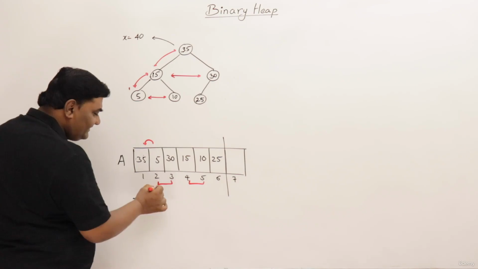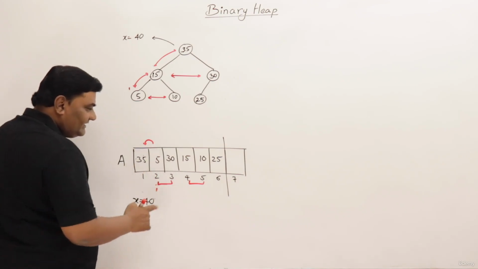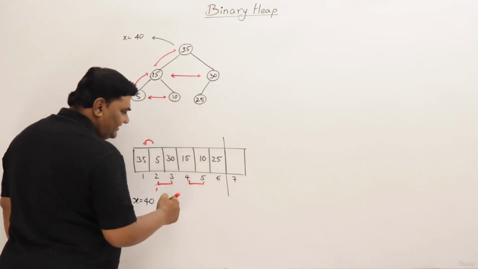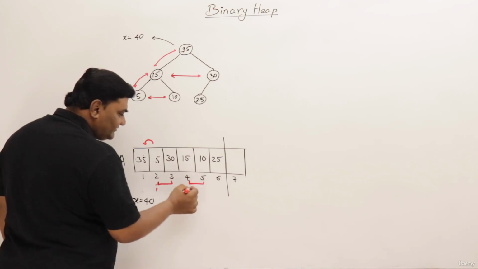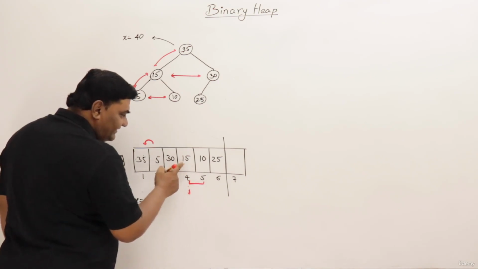Now let us say i is here. i is at this place. So compare its left child and right child. Right. So let us take j. Which is greater? This is greater.